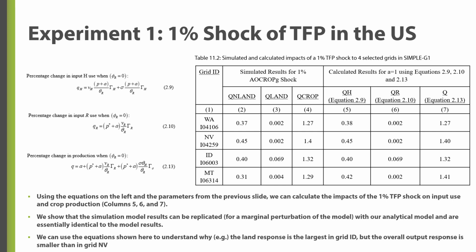By comparing these two sets of columns in Table 11.2, we show that the simulation model results can be replicated for a marginal perturbation of the model, with our analytical model using the relevant parameter values. For larger, non-marginal changes, the analytical formulae will yield different results, since these formulae are based on a local linearization of the underlying, nonlinear model.